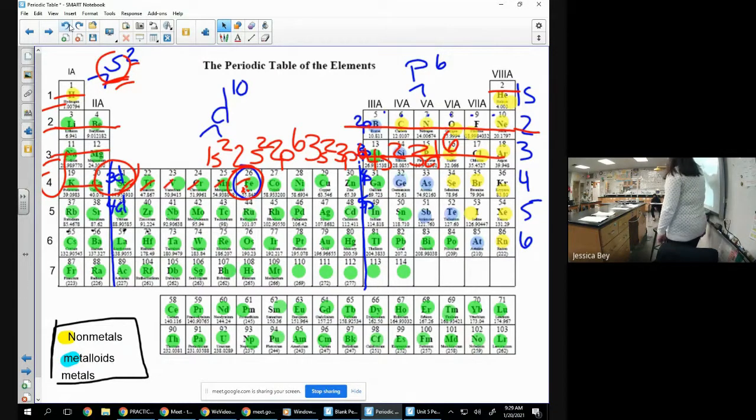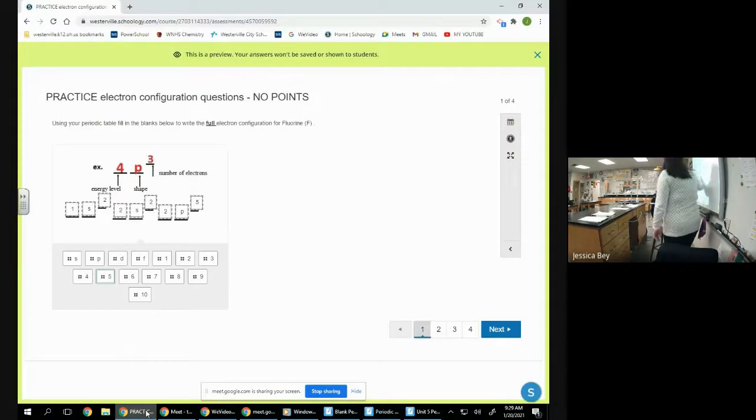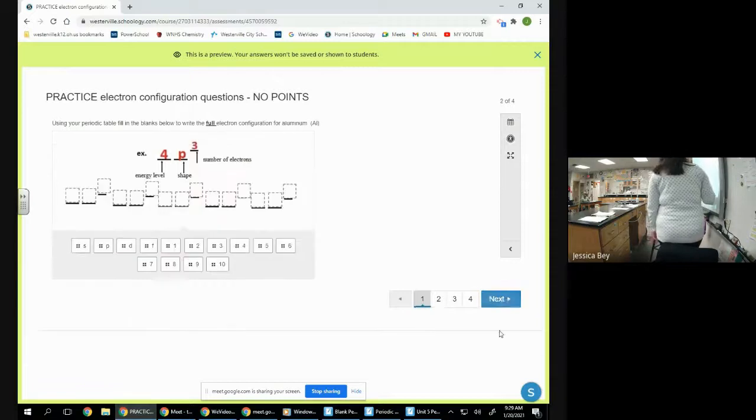So if you put those blocks and those numbers on there, it should really, really help you when you're doing that. And then my suggestion is to go ahead and make sure you take that quiz. One of them is going to be kind of long like that. So you know how to pull. This one's going to try to do aluminum. 1S2, 2S2, 2P6. You can pull those things in there.